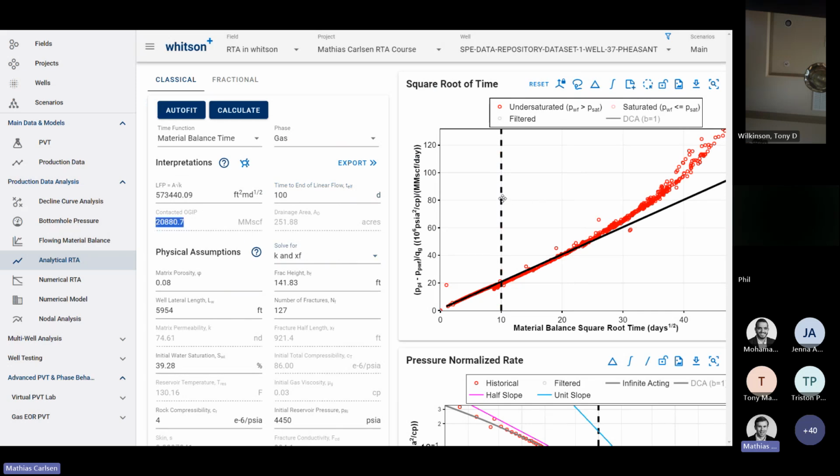Well, I made it 100, and it went down. And when I start to move this guy to the right, you'll see that the OGIP, the contacted OGIP, is increasing. My LFP is the same, but now the time to end of linear flow is increasing my OGIP. Okay, so that's the contacted oil or gas in place in this case.